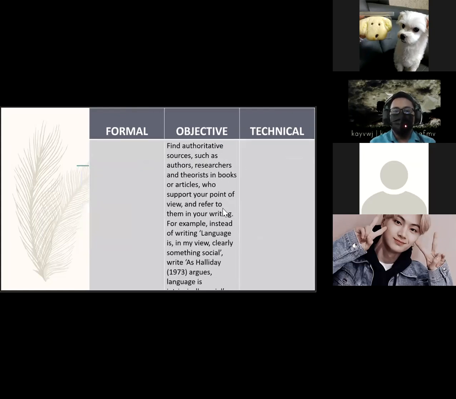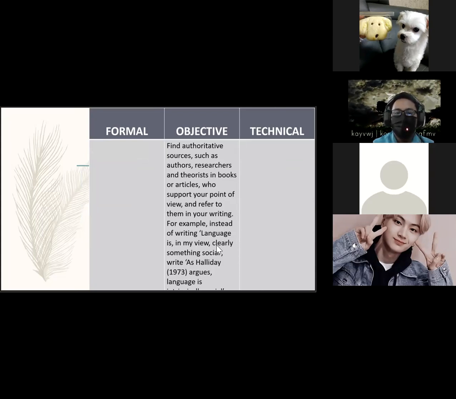Lastly is for objective. Find authoritative sources such as authors, researchers, and theorists in books or articles who support your point of view and refer to them in your writing. Ito yung mga ginagawa sa research natin. Let's say, for example, you are about to give a definition for a certain terminology. Pwede tayong kumuha ng mga informations from those experts, dun sa mga sinabi nila.